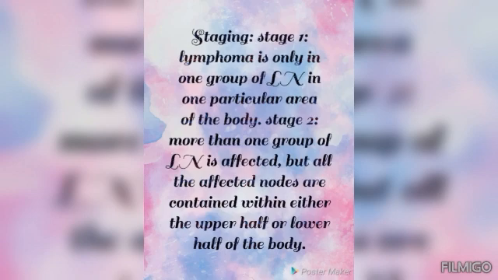Staging of Burkitt's lymphoma has four stages. In stage 1, lymphoma is only in one group of lymph nodes in one particular area of the body. In stage 2, more than one group of lymph nodes is affected, but all the affected nodes are contained within either the upper half or the lower half of the body. So stage 1 is one group of lymph nodes and stage 2 is more than one group.